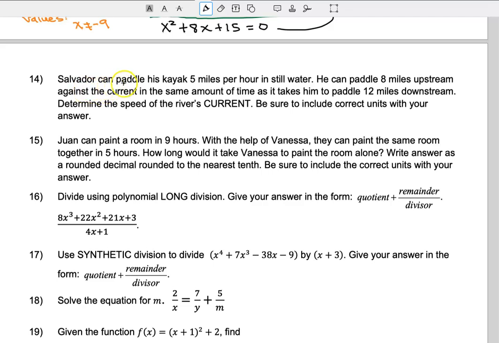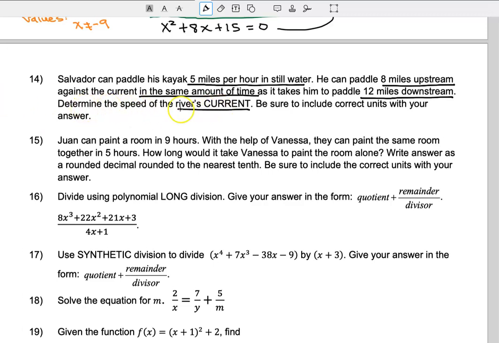But this one says, Salvador can paddle his kayak 5 miles per hour in still water. All right. He can paddle 8 miles upstream in the same amount of time as it takes him to paddle 12 miles downstream. Determine the speed of the river's current. All right, that's what we're trying to find. And then it says make sure to use the correct units.